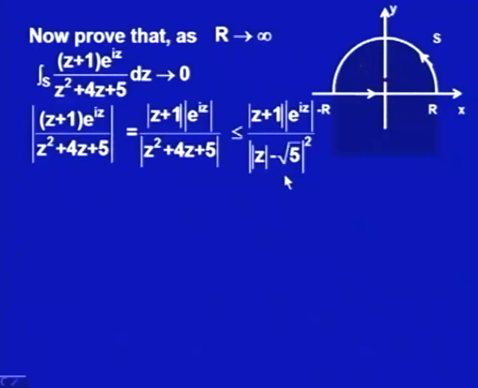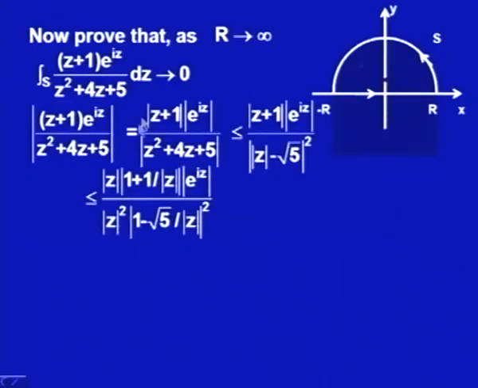This again we would be getting in the form from the inequality, that we would explain. Now, let us come over here. Mod z, if I take common from here, I would get 1 plus 1 upon mod z, and this we are writing as mod z plus 1 is less than or equal to mod z plus mod 1. And from here, if we take common mod z, I would get mod z square and 1 minus square root 5 upon mod z whole square.